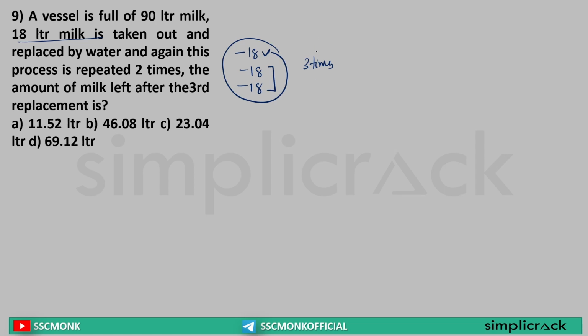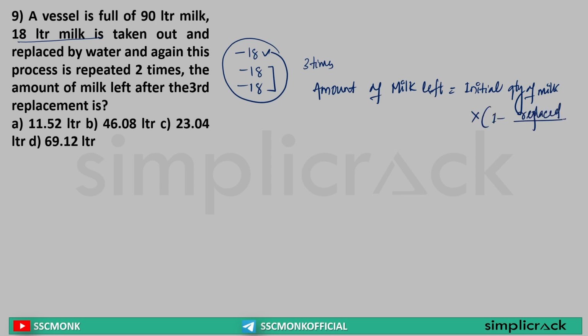Now remember this formula. Amount of milk left is equal to initial quantity of milk multiplied by 1 minus replaced quantity divided by initial quantity, to the power n. That's it. If you remember this, n means number of times it was removed. n is equal to number of times replaced. Clear? Yes.